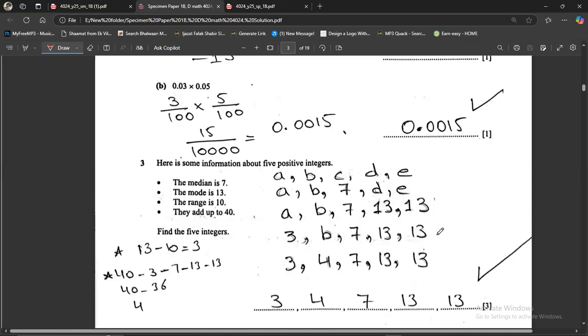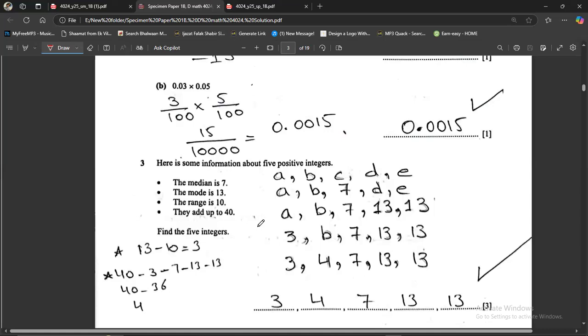Now he says the range is 10. The range means the maximum value minus the minimum value. The maximum value in the data is 13. The minimum value here, I have shown it with the A. According to that statement, the range is 10. So that means the difference between 13 and the lowest number is 10. From 13, you subtract 10, you get 3. So now we have 3, comma B, comma 7, comma 13, comma 13.